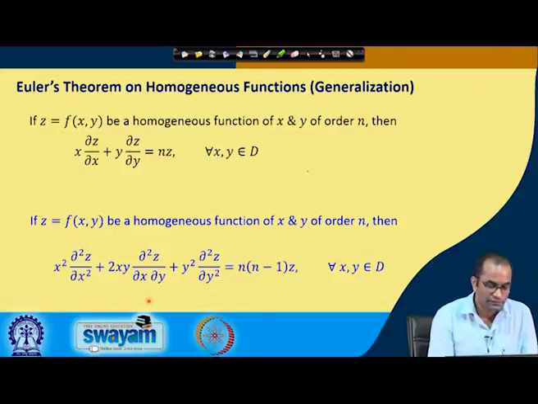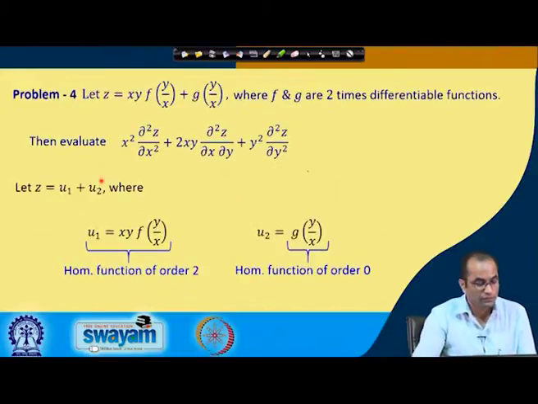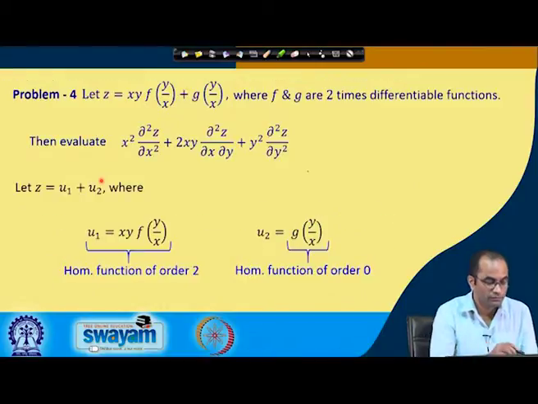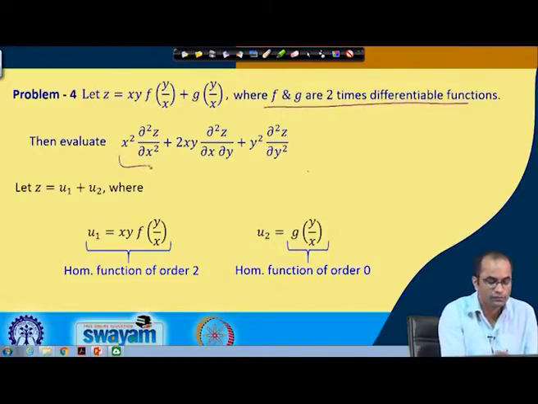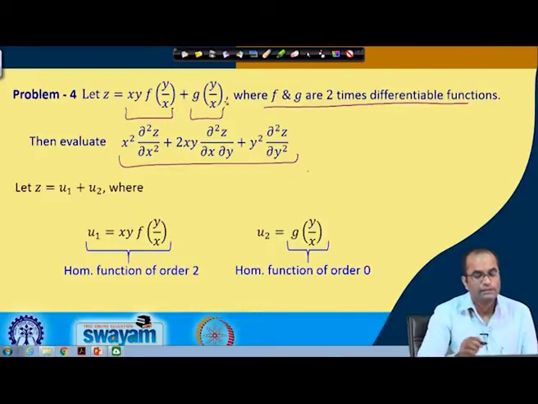So, this is the generalization of this result, and now we will have one problem on this. Suppose we have z = xy f(y/x) + g(y/x), where f and g are twice differentiable functions, and we will evaluate this expression for z. Again the same problem: z is not a homogeneous function of x and y, but here the first term is a homogeneous function, and the second g is also a homogeneous function, because it is directly given in terms of y over x.